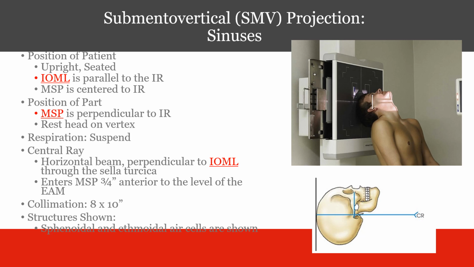For the SMV for sinuses, we want to use the same positioning, except the patient should be upright or seated. We're not going to have them supine. We still want the IOML parallel to the image receptor, and the mid-sagittal plane is centered to the IR. We want the head resting on the vertex, and the suspension of breathing is the same. We want the horizontal central ray perpendicular to the IOML projected to the sella turcica, entering 3/4 of an inch anterior to the level of the EAM. The collimation should be an 8 by 10, and we should see the sphenoidal and the ethmoidal air cells.